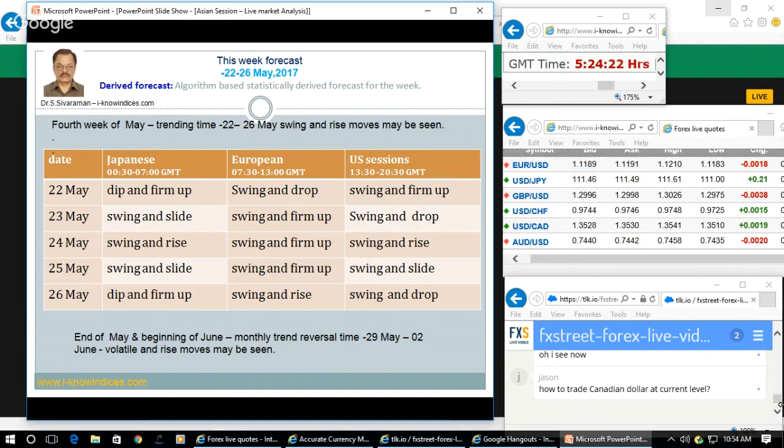So what is the best way to trade the Canadian dollar? When they are making an upward stop, watch and take a sell position.